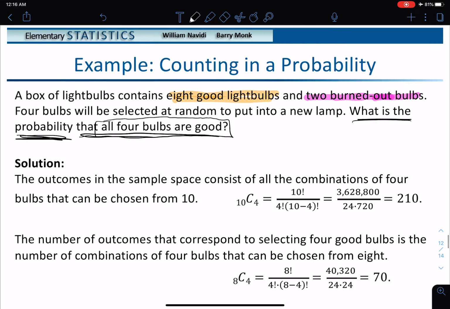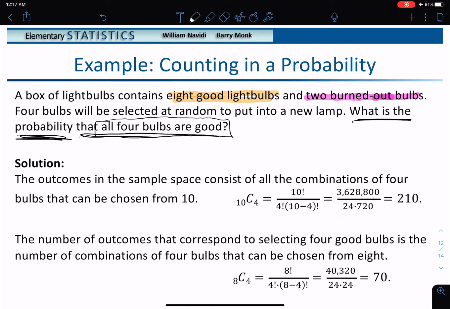Now remember, with probability, you're going to have the events that you're desiring or talking about up top. There's going to be a fraction, right? And then the denominator is going to be the total events or sample space. So that's what's going on here. So let's see what happens. The outcomes in the sample space, so this is the total that goes on the bottom of the probability, consists of all the combinations.